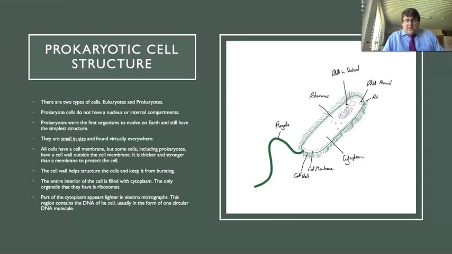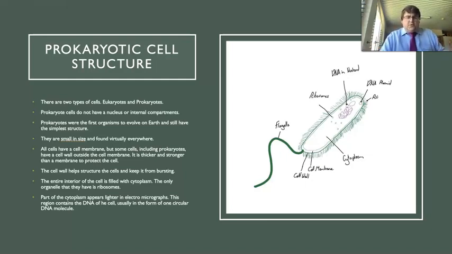Now prokaryotic cells are going to be unicellular organisms, so one-celled organisms. They generally don't have a nucleus or any internal compartments. So what's special about a prokaryotic cell is they do not have a nucleus or an internal compartment. So no organelles essentially, except for ribosomes. They do have ribosomes. So it's better to say they don't have membrane-bound organelles, because ribosomes aren't membrane-bound.